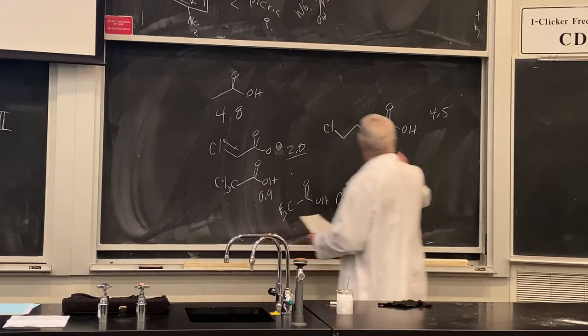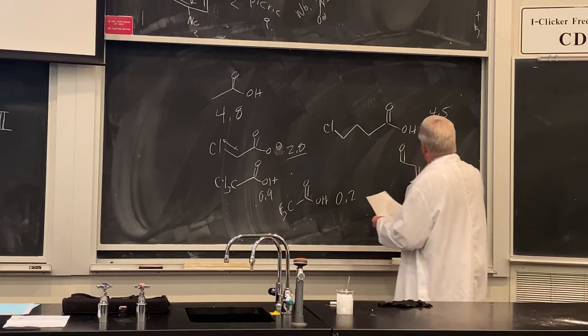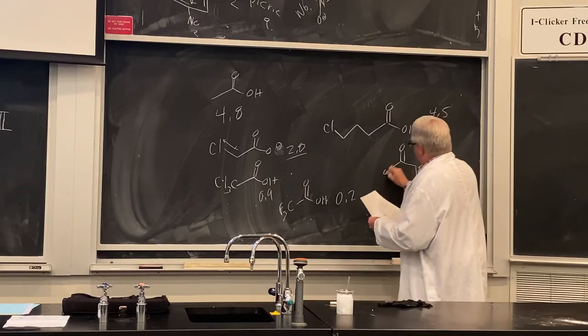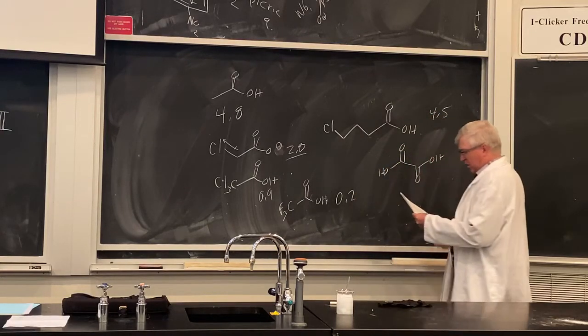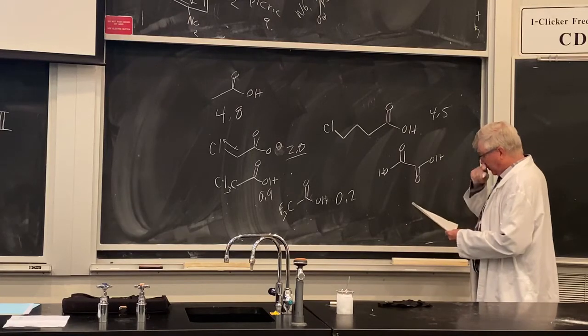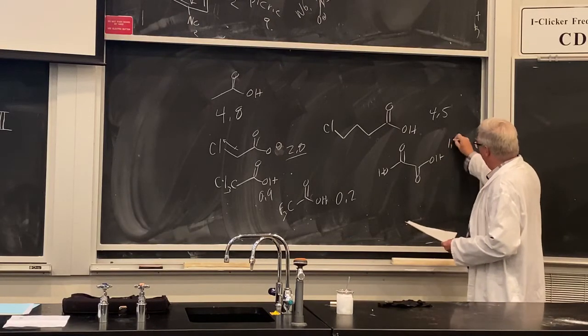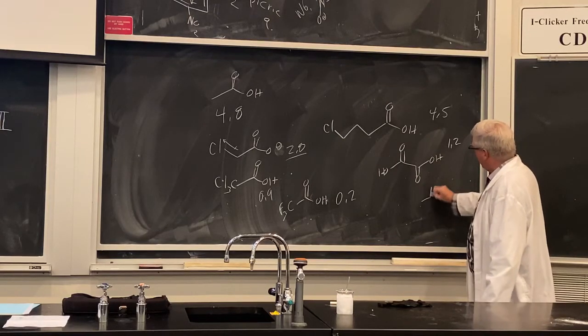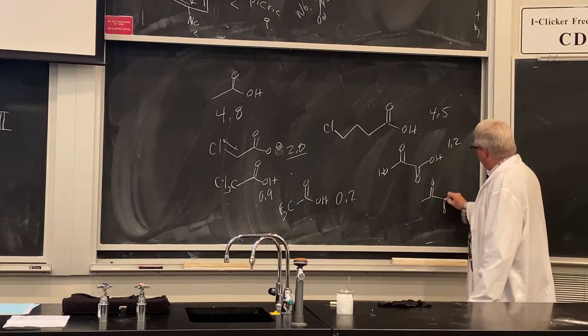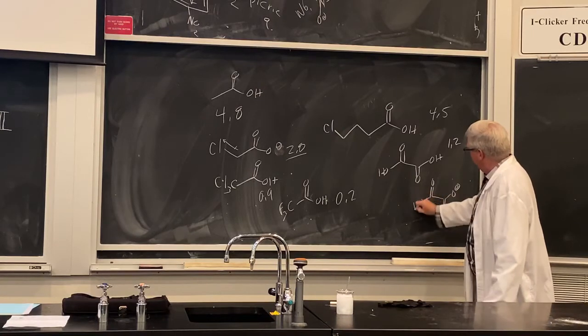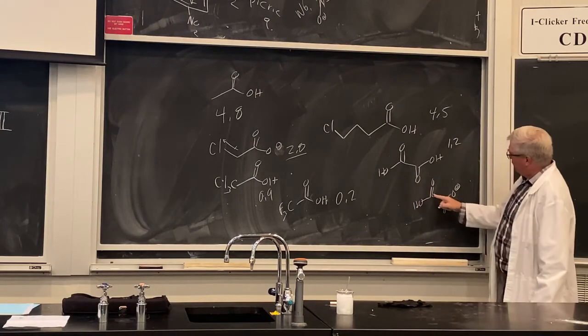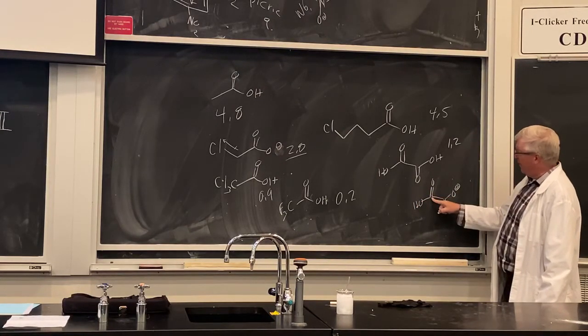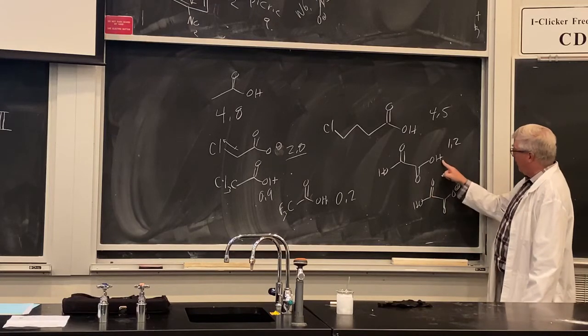Oxalic acid. We could do this one. Let's see. The first one comes off actually at 1.2. And why is that? Well, when you take the first one off, you've got a field effect, right? You've got this partially positive carbon right here, okay? So that makes that first one more acidic.